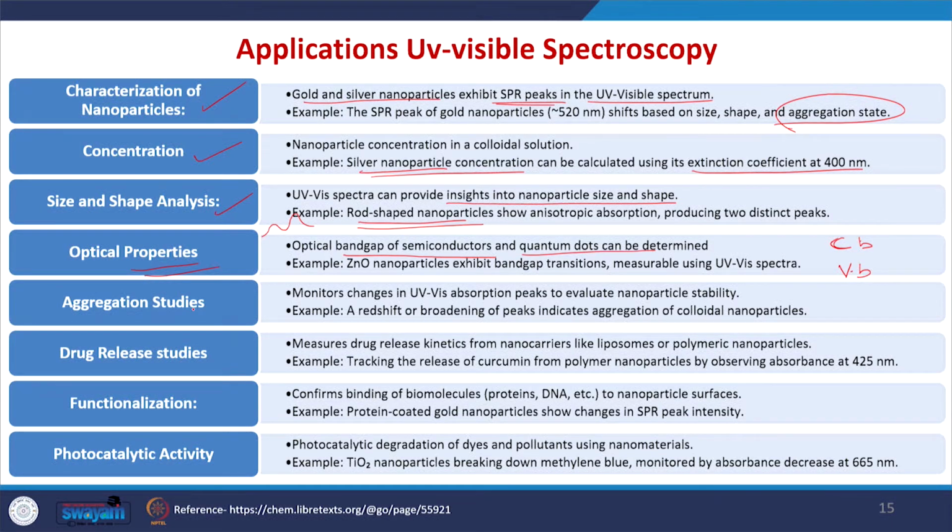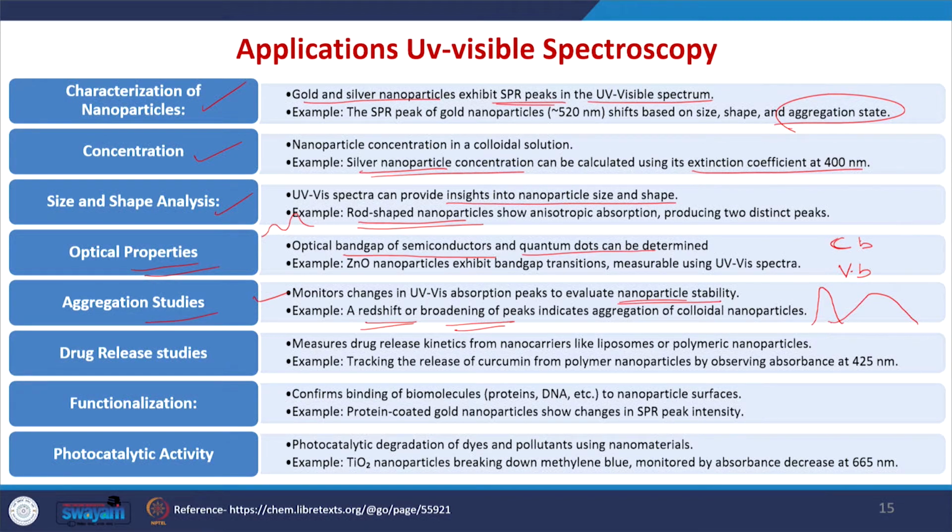We can also use this in aggregation studies to monitor the changes in UV-visible absorption peak to evaluate the nanoparticle stability. For example, if the nanoparticle is aggregated, there is a redshift or broadening of peaks. So, that indicates the aggregation of nanoparticle. Usually for gold nanoparticle you get a sharp peak. If the nanoparticle is aggregated, you get the peak shift as well as the broadening of peaks.